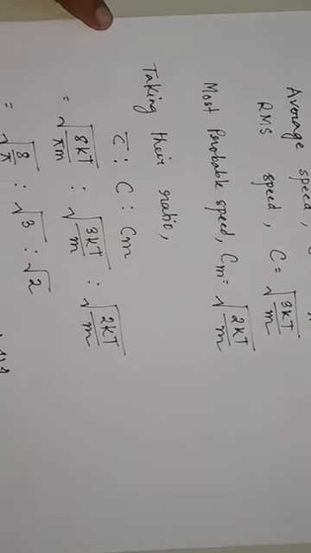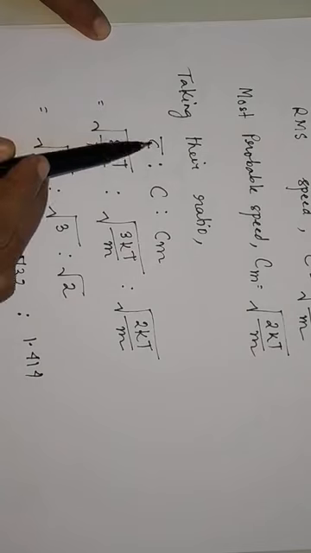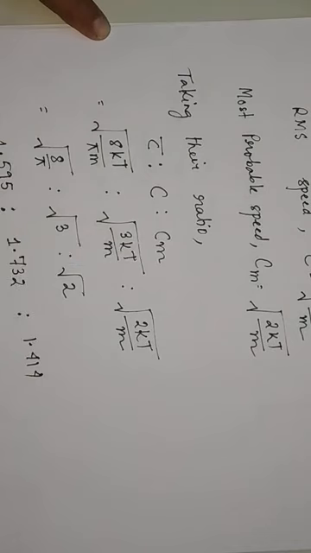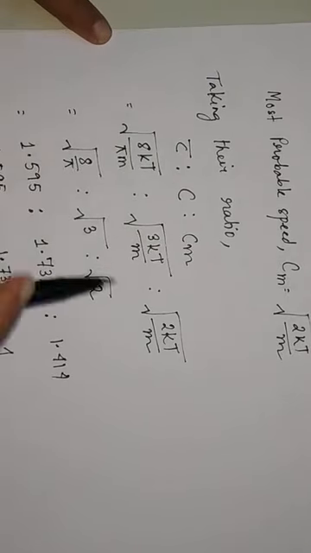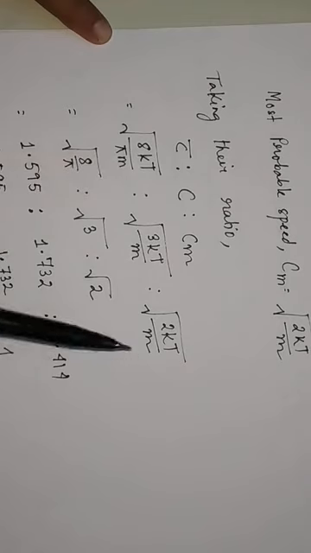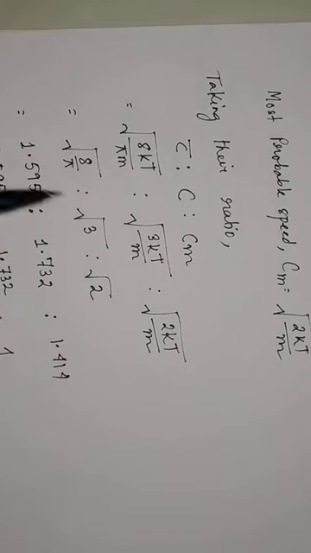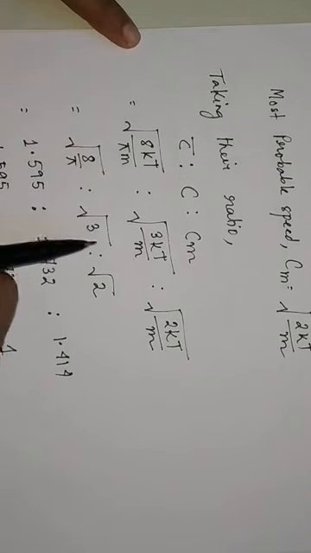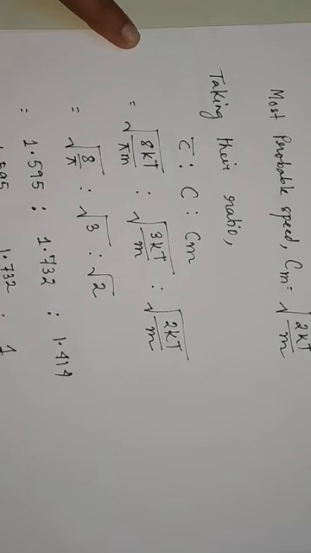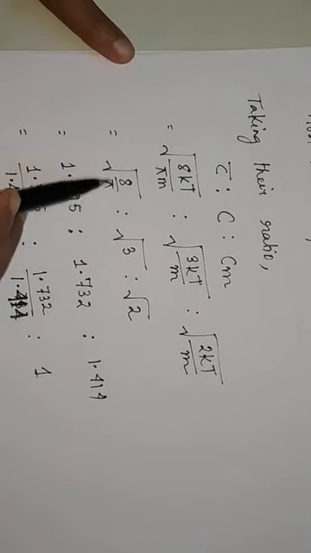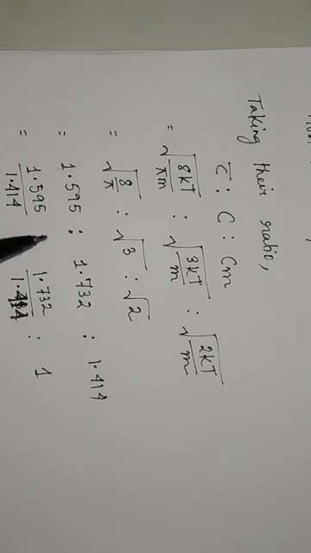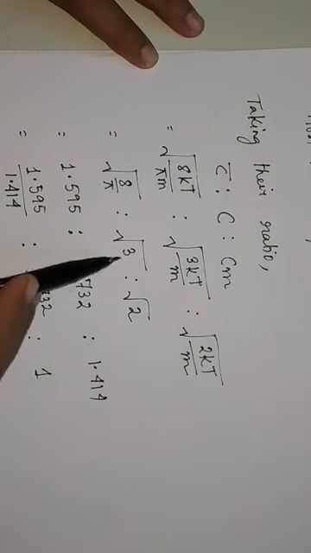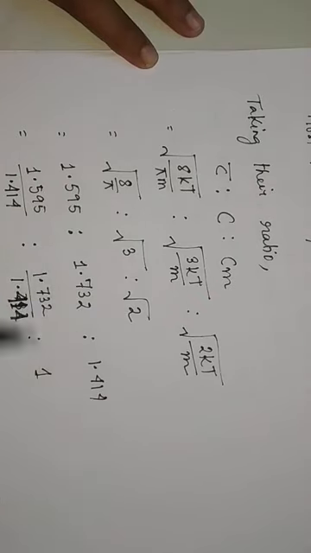Now to find the ratio, we take C bar is to C, the RMS speed, is to the most probable speed Cm. Now put their values. From these three terms kT by m is common, so it will get cancelled out, and we will have root over 8 by pi from C bar, root over 3 from C, and root over 2 from Cm. Now if you calculate their values, root over 8 by pi up to 3 decimal places is 1.595, is to 1.732 for root 3, and for root 2 we will have 1.414.